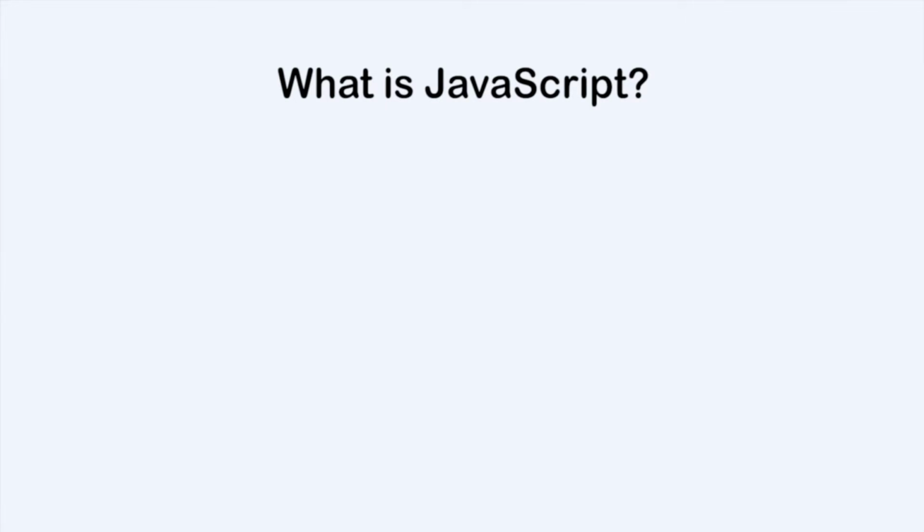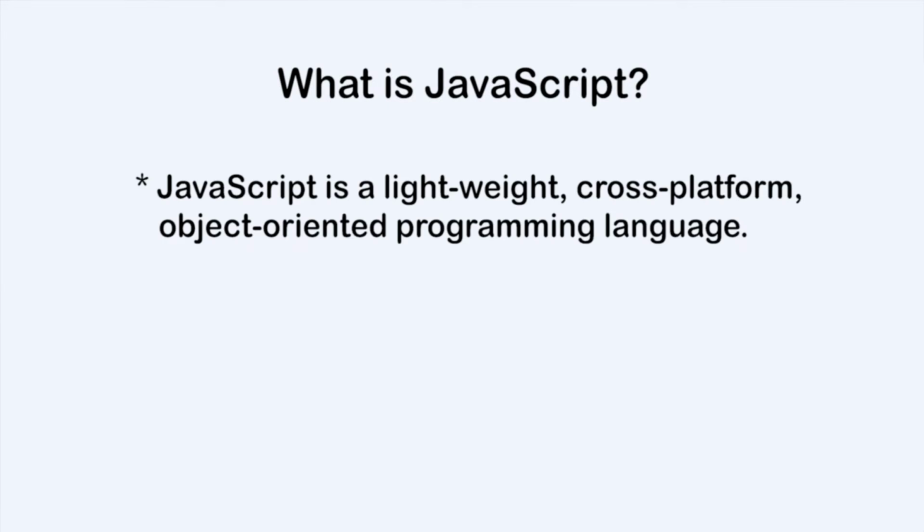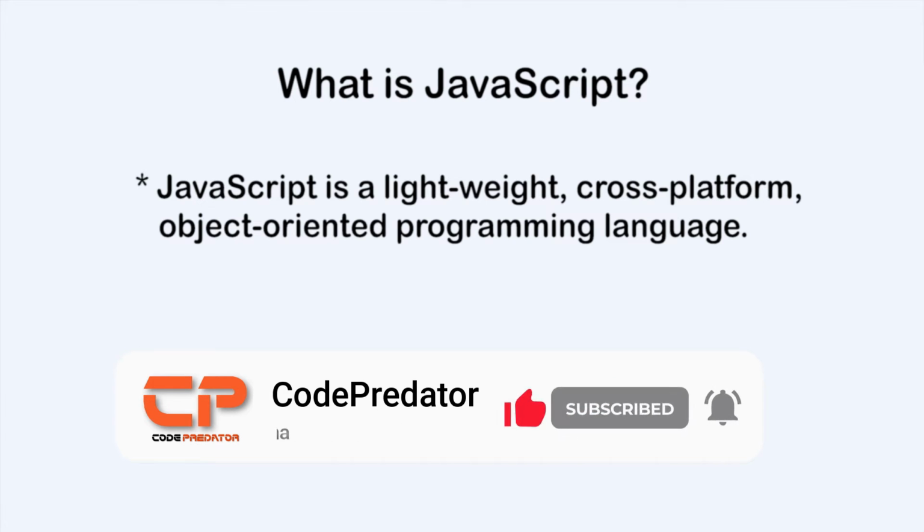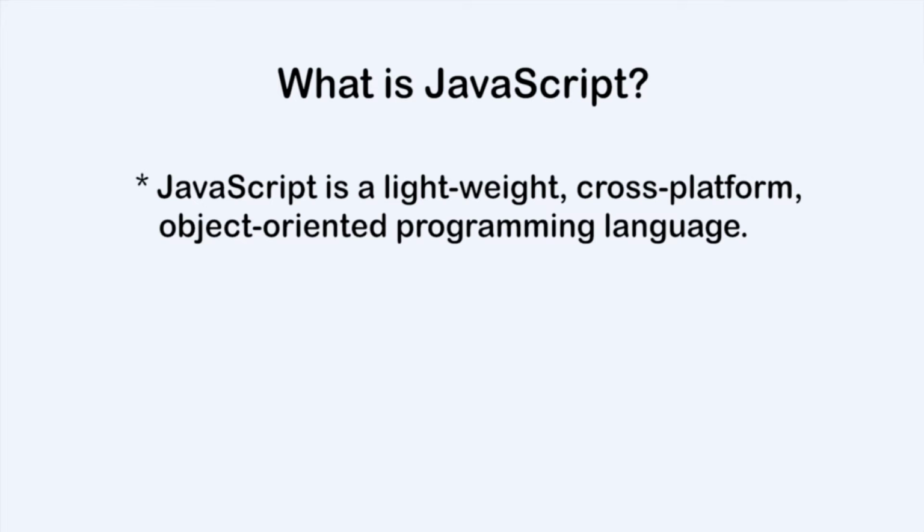Let's start with what is JavaScript. JavaScript is a lightweight, cross-platform, object-oriented programming language. Let's see what this statement means. Lightweight means that it doesn't take a lot of memory to run the code. Cross-platform means that it can be run on different platforms. And object-oriented means that it is based on object-oriented programming concepts.